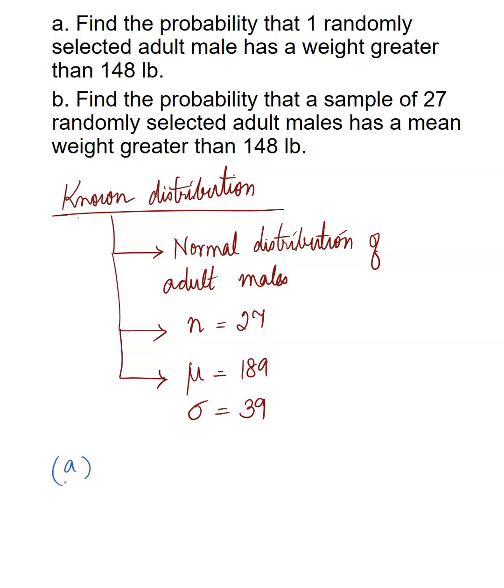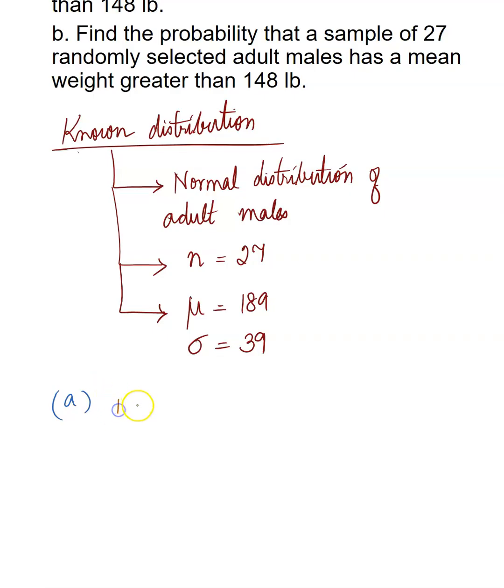So for part A, find the probability that one randomly selected adult male has a weight greater than 148 pounds. Remember, this is one individual. That's your key information there. That one randomly selected adult male. So it's an individual. And if it's an individual, CLT does not kick in, right? If it's an individual, a regular normal distribution works. So one randomly selected male is an individual.